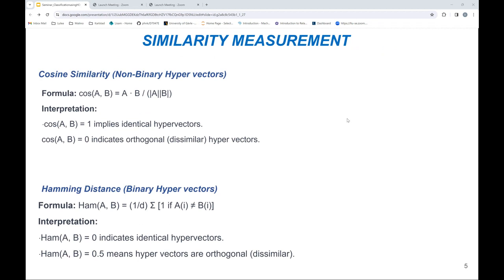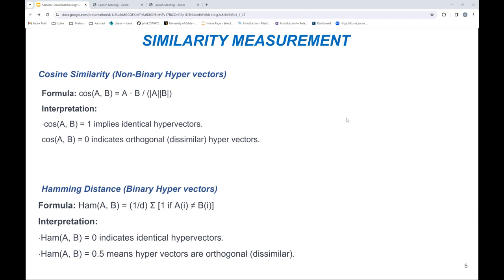Similarity measurement. Typically used similarity measurements are cosine similarity, Hamming distance, overlap, and dot product. They are used to measure similarity between 2 hypervectors in HD algorithms. Cosine similarity is basically used for non-binary hypervectors. It measures the angle between 2 hypervectors, focusing on the orientation of the hypervectors rather than magnitude.